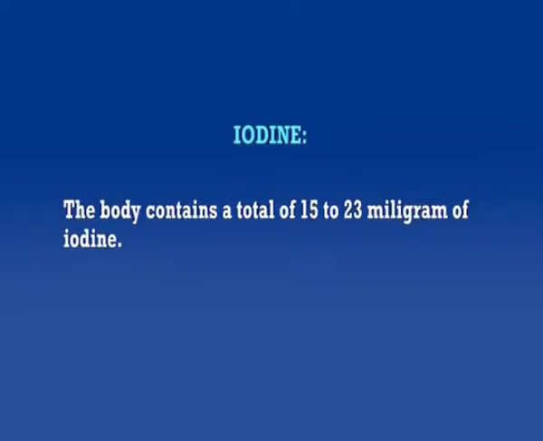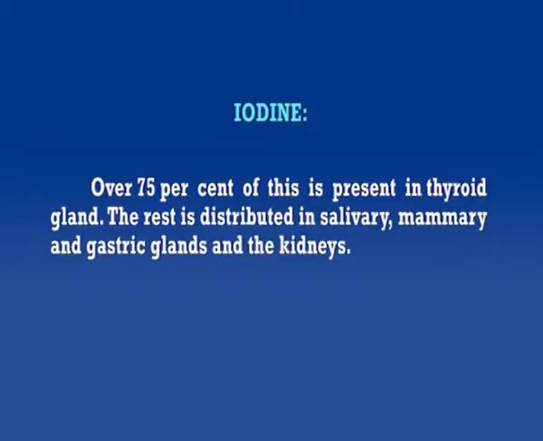Last, we'll discuss iodine. This trace mineral is present in minute amounts, accounting for approximately 0.00004% of body weight. The body contains a total of 15 to 23 milligrams of iodine. Over 75% of this is present in the thyroid gland. The rest is distributed in salivary, mammary, and gastric glands and the kidneys. Within the circulation, iodine occurs either in the form of free iodide ions or as protein-bound iodide.